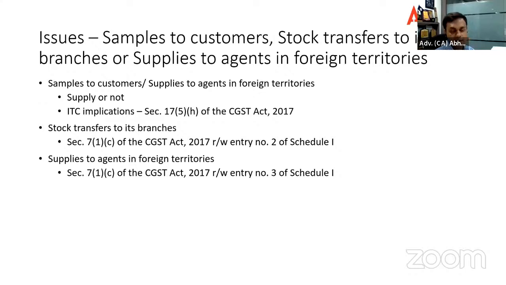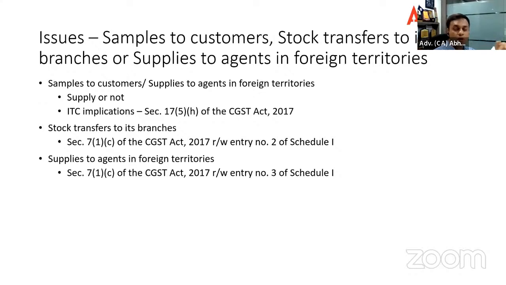The issue is highly debatable. Why am I saying that? In case of samples, to my mind, it is not a supply because it is given voluntarily without consideration. The supply under section 7(1) requires a consideration. Only in a case where a transaction is covered under Schedule 1, a transaction without consideration can also be considered as a supply. So to my mind, since samples do not have consideration, it is not a supply.